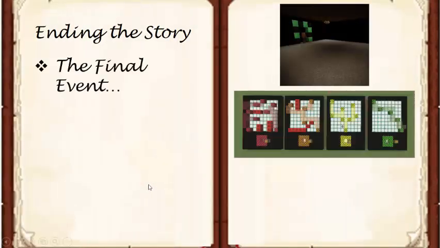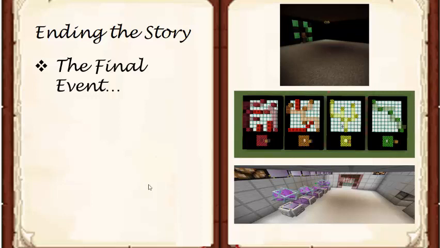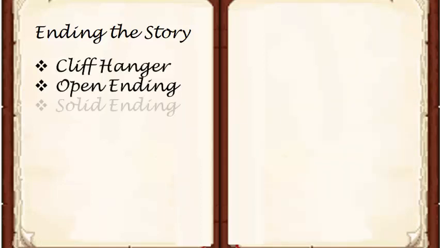And last, we have ending the story. When you're ending the story, you want to have your final event. Usually it's one very large event. Usually it's either a final battle, a final puzzle, or even a big reveal of something going on. You have different types of endings.